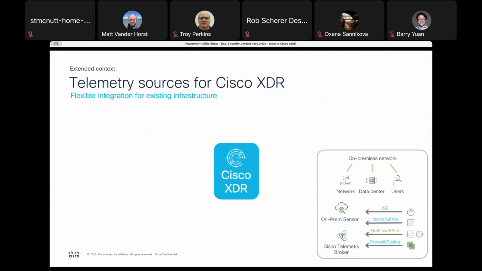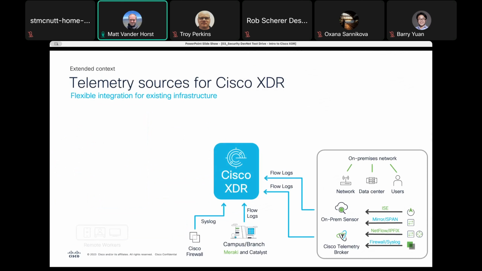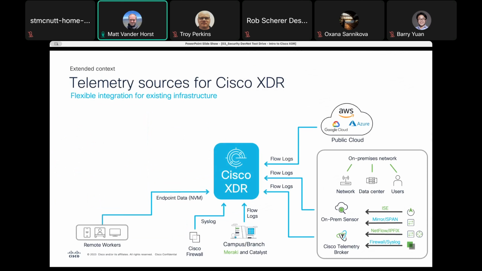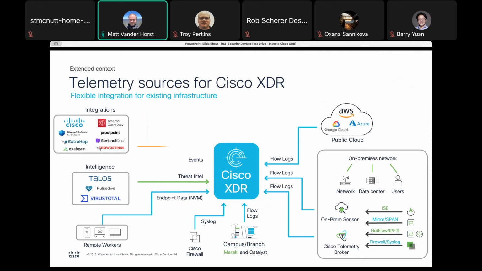So for extended context, things are based on telemetry. This here is showing that we have any number of different telemetry sources and the different types of telemetry that those sources can provide. So we have a representation here of cloud, we have our integrations, right? There's any number of different things. So this is not just a cloud-focused solution. We do have some on-prem capabilities as well.